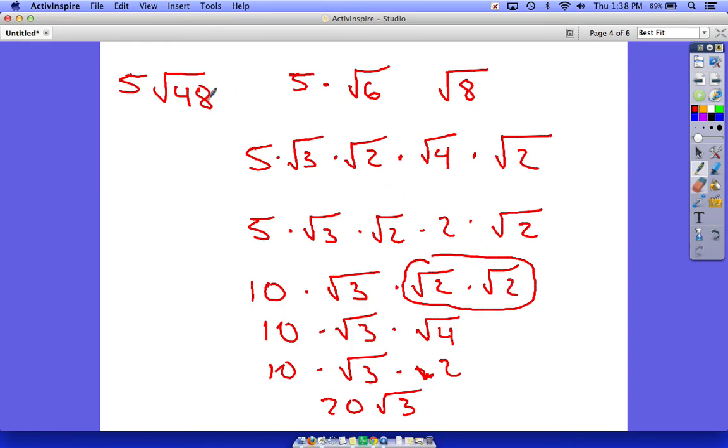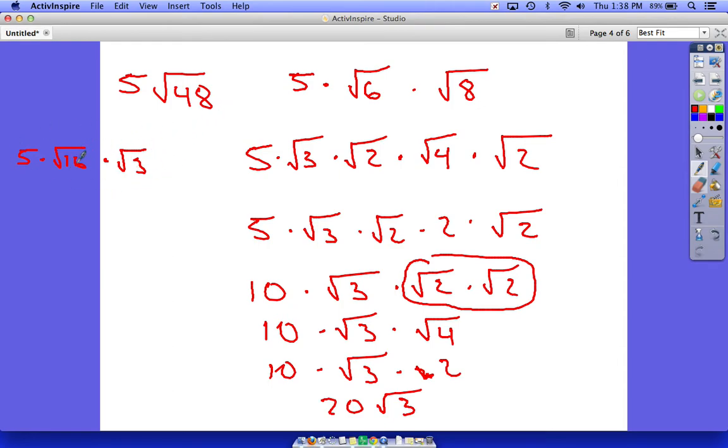Now again, there's a lot of ways you can do this. Maybe you don't start off with 5 times the square root of 6 times the square root of 8, because there are other factors that we could use for 48. So let me give you a quick picture of what I mean here. If I did 5 times 48 is 16 times 3, so 5 times the square root of 16 times the square root of 3. 16 times 3 is 48.